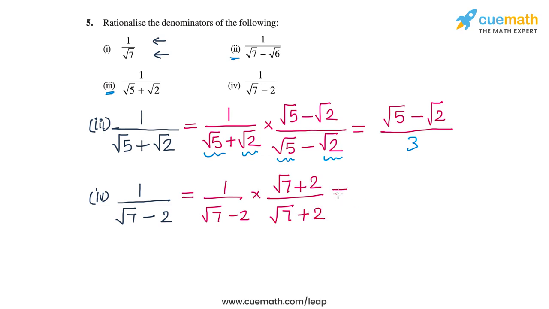So in the product, in the numerator we get root 7 plus 2. In the denominator we get root 7 minus 2 into root 7 plus 2. So that's root 7 square minus 2 square, or 7 minus 4, or 3. So we get 3 again. So this is what we get after rationalizing the denominator of the fourth expression. And with that, all the 4 parts of this question are completed.